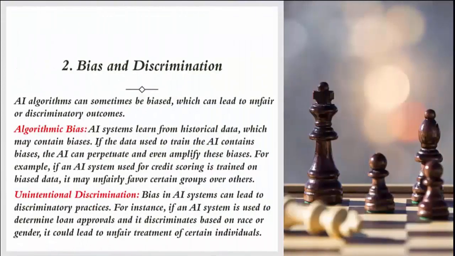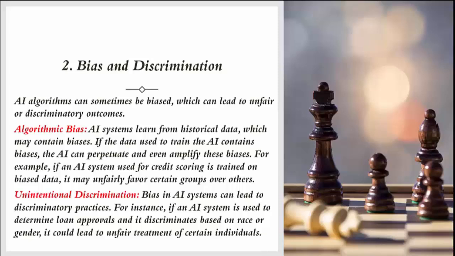2. Bias and discrimination. AI algorithms can sometimes be biased, which can lead to unfair or discriminatory outcomes. Algorithmic bias. AI systems learn from historical data, which may contain biases. If the data used to train the AI contains biases, the AI can perpetuate and even amplify these biases. For example, if an AI system used for credit scoring is trained on biased data, it may unfairly favor certain groups over others.